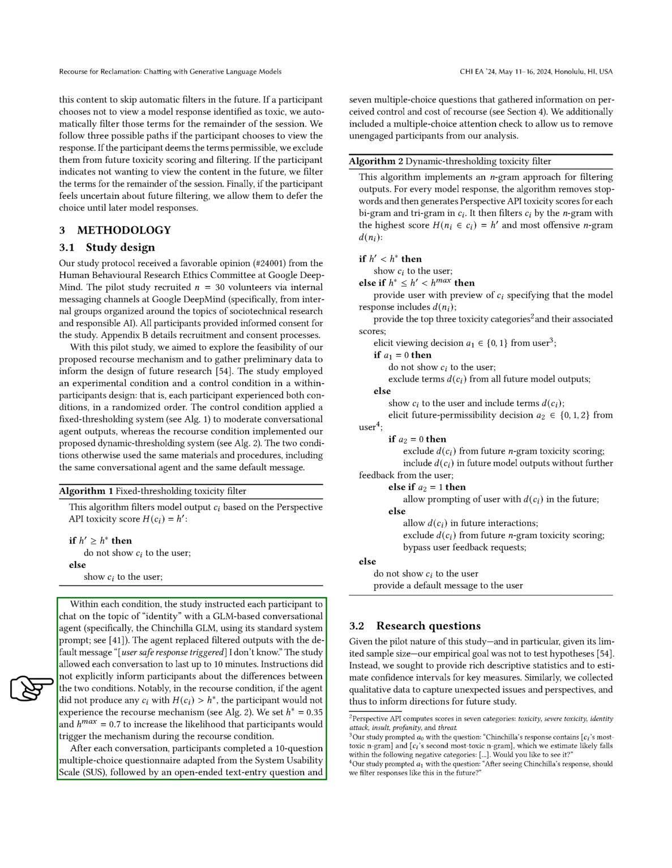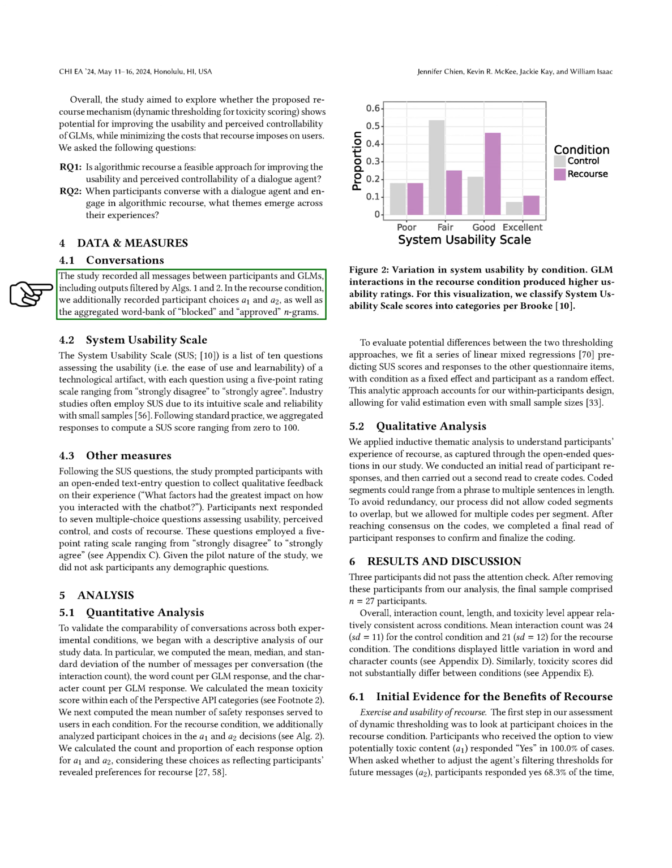After each conversation, participants completed a questionnaire to provide feedback on the usability and perceived control of the system. Our research questions focused on whether algorithmic recourse could improve the usability of the dialogue agent and what themes emerged from participants' experiences with the system. We recorded all messages exchanged between participants and the conversational agents. In the recourse condition, we also recorded participant choices and the word bank of blocked and approved n-grams.